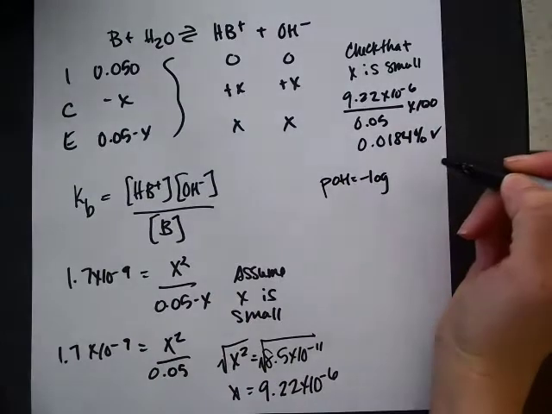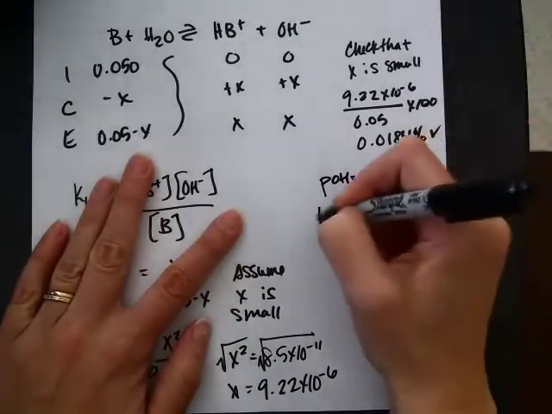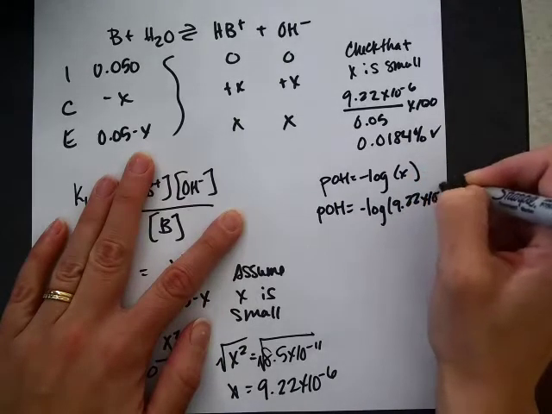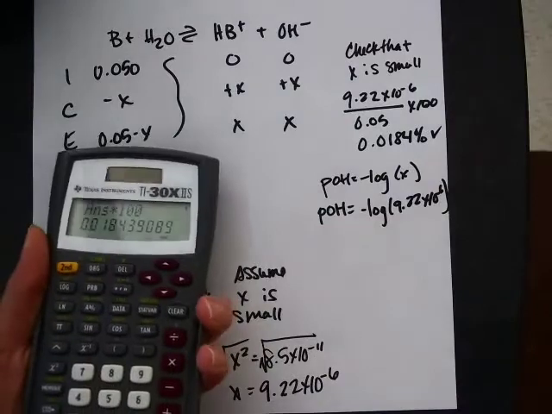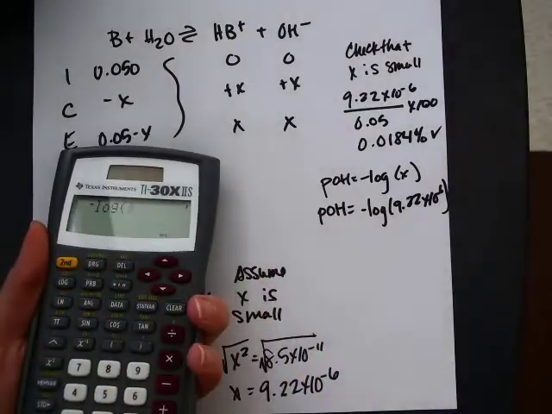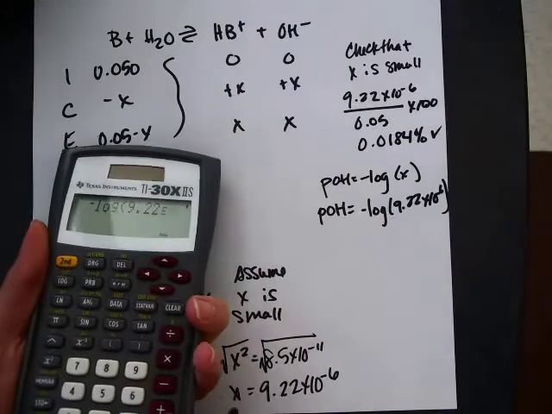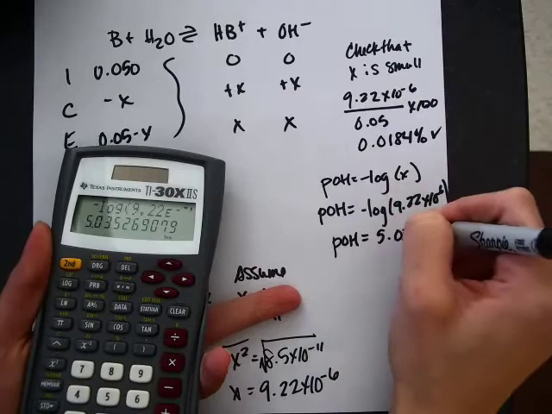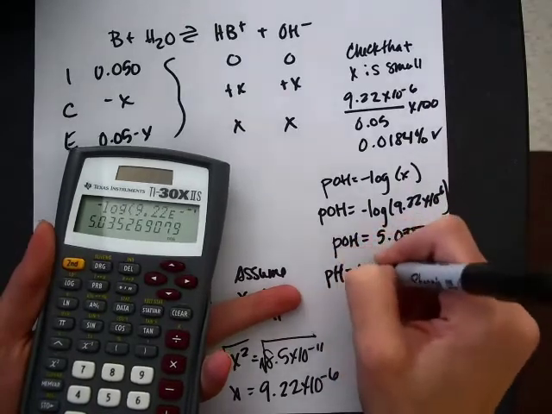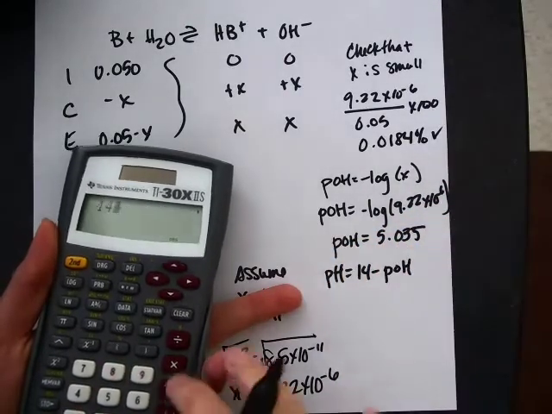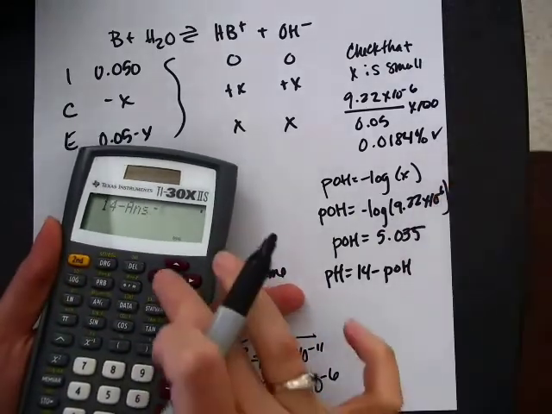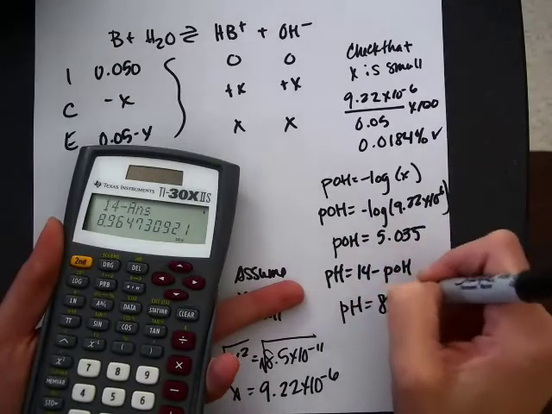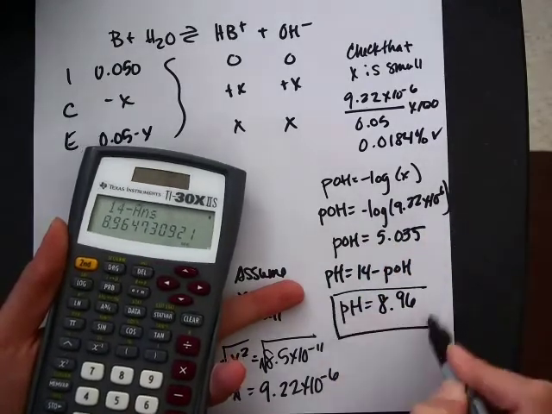From here, the easiest thing I can figure out is the pOH by doing minus the log of X, which is my OH minus concentration. Looking back at the original problem, they asked me for pH, so I can do that by subtracting 14 minus the pOH. And notice it is a little above 7, which it should be since it's a weak base.